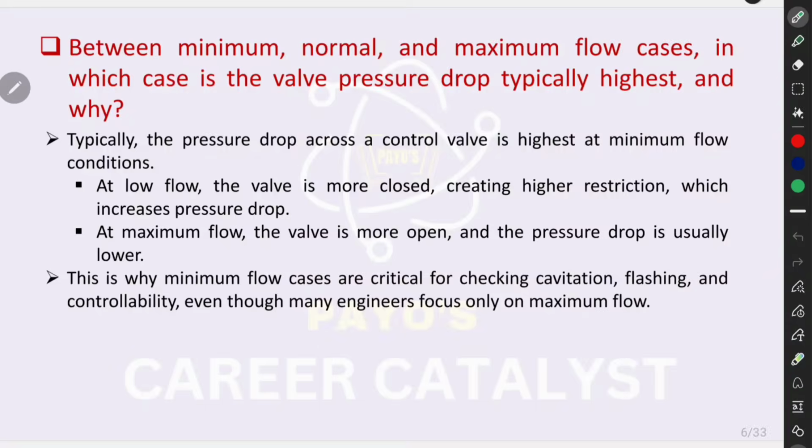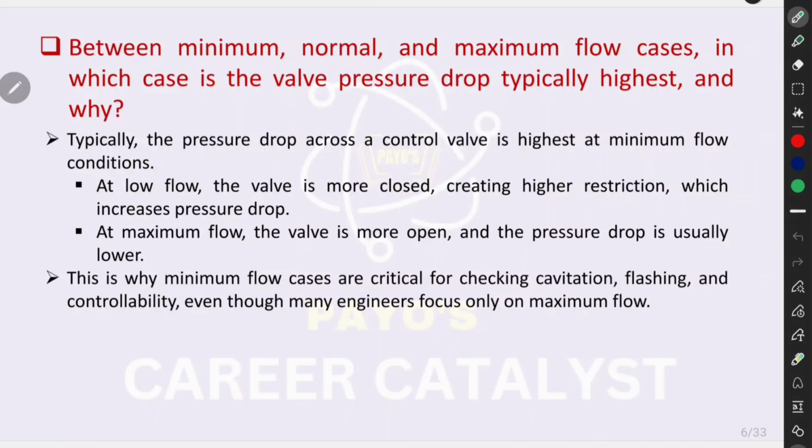Between minimum, normal, and maximum flow cases, in which case is the valve pressure drop typically highest? And why? Typically, the pressure drop across a control valve is highest at minimum flow conditions. At low flow, the valve is more closed, creating higher restrictions which increases pressure drop. At maximum flow, the valve is more open and pressure drop is usually lower. This is why minimum flow cases are critical for checking cavitation, flashing, and controllability, even though many engineers focus only on maximum flow.